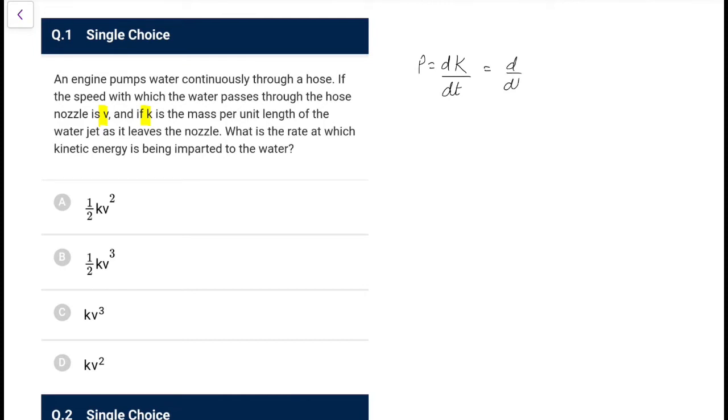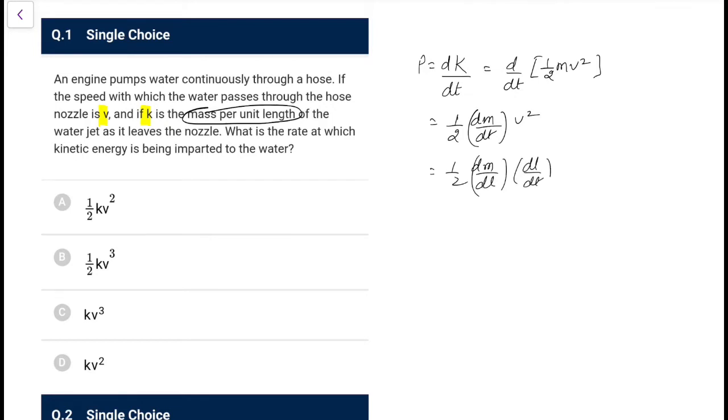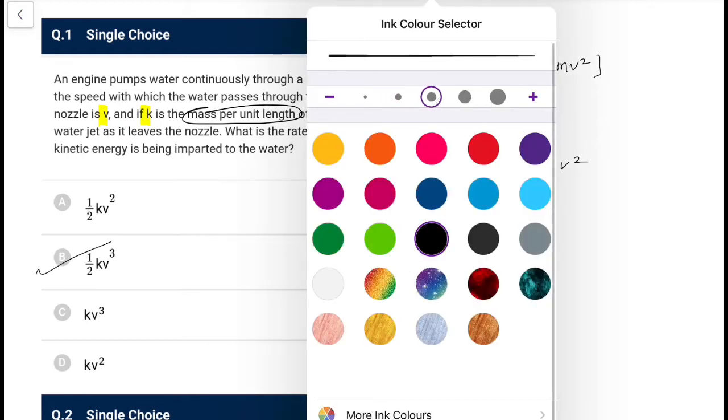So you can write it as dK by dt of, let's say, half mv square. So what we have here is half dm by dt into v square. Now in the question we are given mass per unit length. So I can rewrite it as mass per unit length, dm by dl, multiplied by dl by dt. What I have done is multiplied and divided by dl, so the thing remains the same. And what is dl by dt? It is your speed v, and dm by dl, mass per unit length, is k. So it becomes half kv cube. So we'll go with option B. That is going to be the answer here.